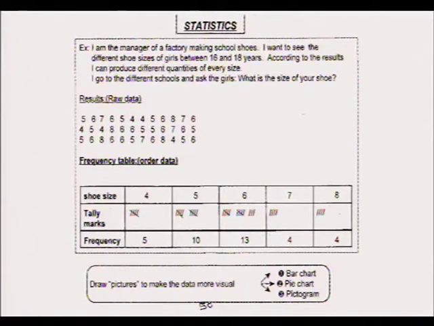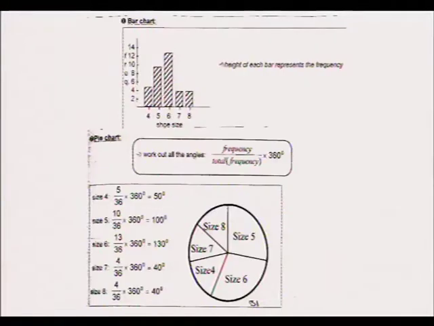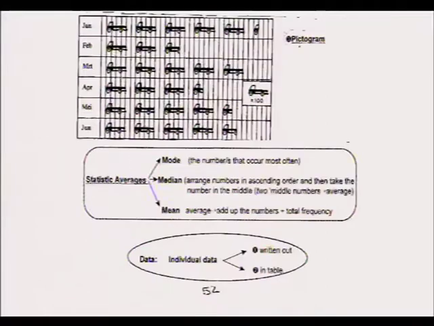Statistics. There is an example written out with the results. You can draw pictures to make the data more visual, like in a bar chart or a pie chart or a pictogram. There you see an example of a bar chart. The pie chart, remember there are 360 degrees in a circle. So there you have the pie chart and there you have the pictogram with pictures.